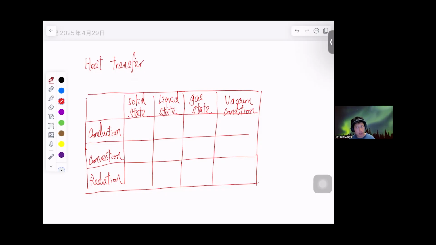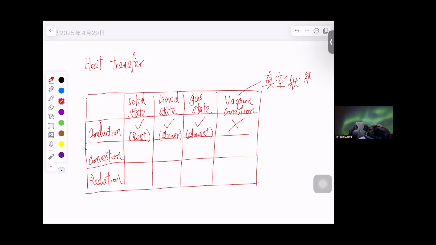Now, for conduction, can it occur in solid state? Yes, it can. It occurs the best compared to other states. It can still occur in the liquid state, but it will be a lot slower. Then how about gas? For gas, it would be the slowest. But can it still occur in vacuum condition? No, it cannot occur in vacuum condition. Okay.